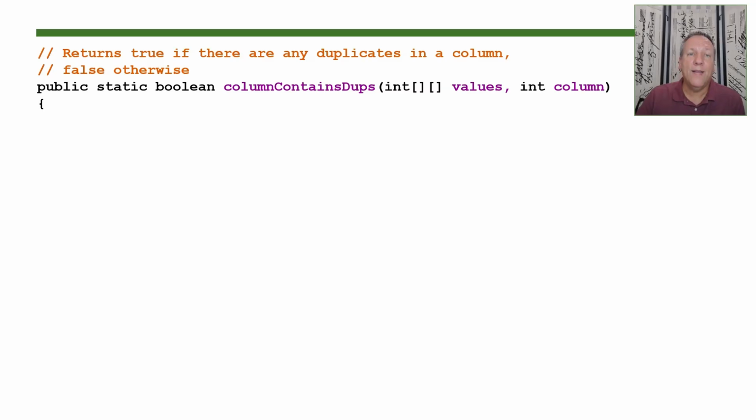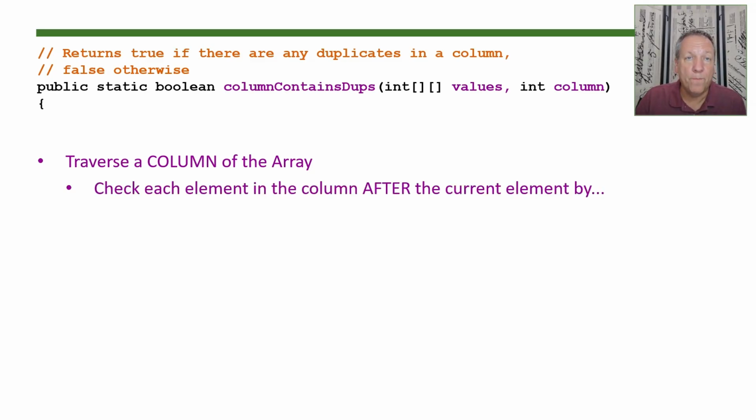So let's start with implementing this method. We want to determine if there are any duplicate values within a given column. Now, this method returns true if there are, false otherwise. But let's discuss the algorithm first. What are the steps that we'll take to find the existence of any duplicates? Well, first we know we're going to need to traverse a given column. So we're going to increment through each row within a column.